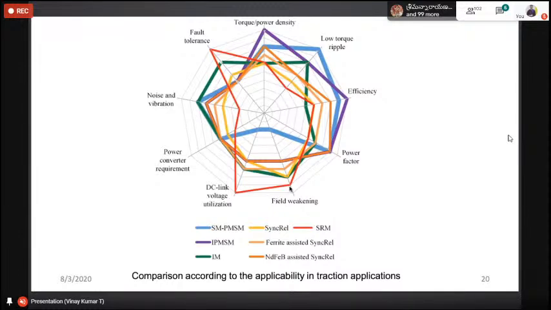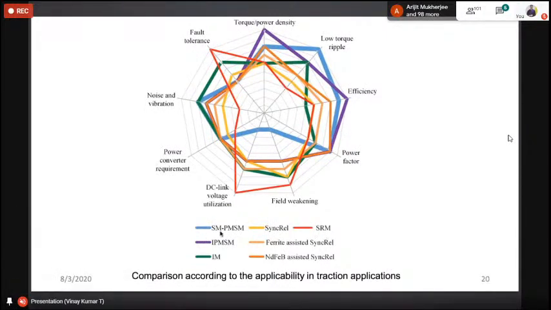What are the special features of the SRM? The special feature of the SRM is that compared to other machines, DC utilization is better. Field weakening characteristics are also very good. In the field weakening zone, we can operate the SRM. Next, fault tolerance is also very good for the SRM.